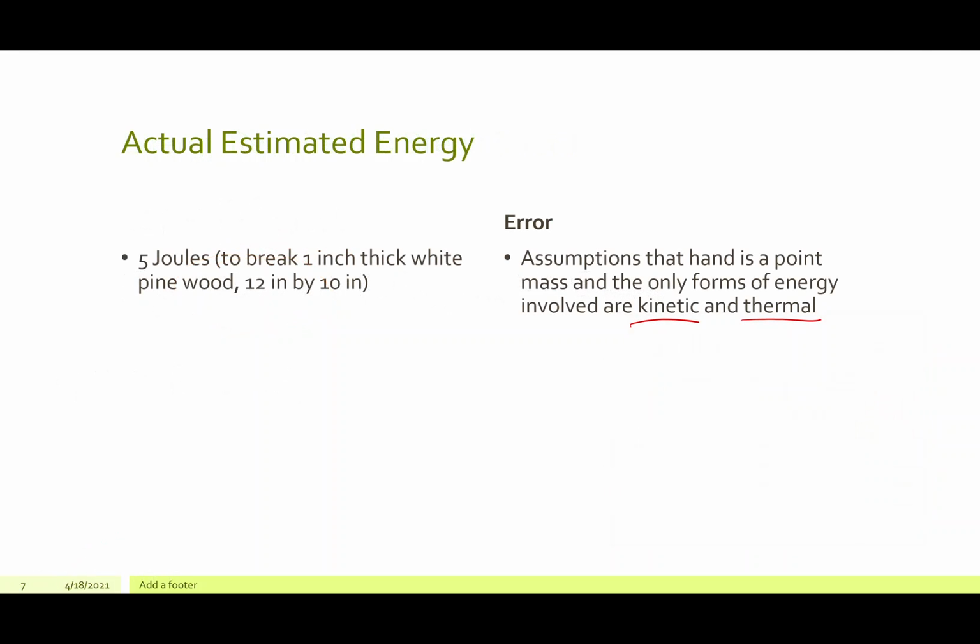The actual estimated energy used to break 1-inch thick white pine wood is about 5 joules. So why was there a 2 joule difference? Some assumptions that we made is that the hand is a surface that is 6 inches squared, and the only forms of energy involved are kinetic and thermal. We also assume that the board absorbs all of the thermal energy. However, there are people holding the board that probably absorbed some of it as the board rotated.